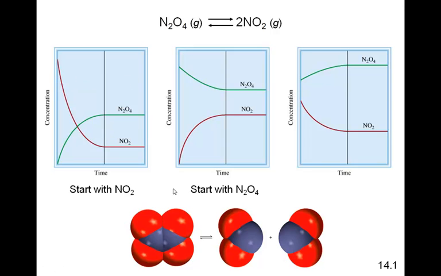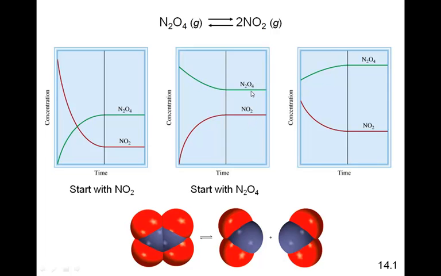Looking at the next scenario, let's start with nothing but N2O4, which is our reactant on the left in this case. We see that its concentration is dropping at first, and the concentration of NO2 is increasing. The forward reaction is going to take place mostly in the beginning because it's all N2O4. And as the amount of NO2 starts to build up, the reverse reaction starts happening more and more, until finally we see that the two concentrations have become constant.